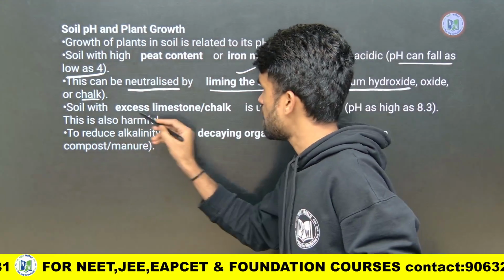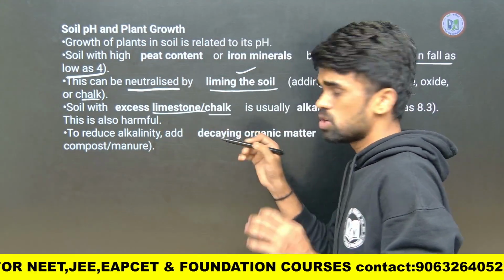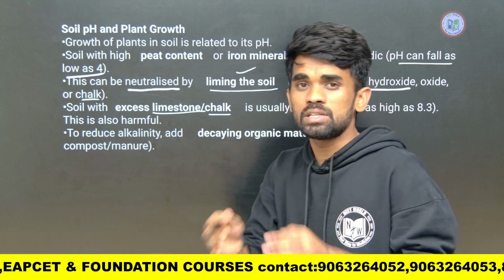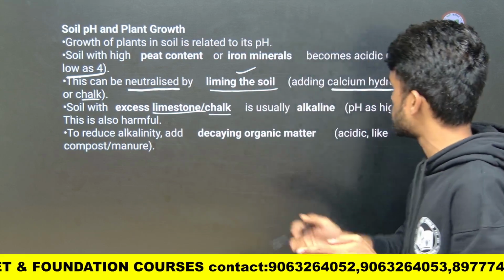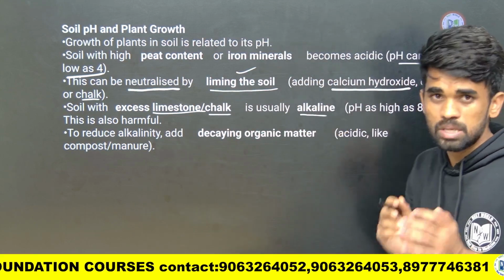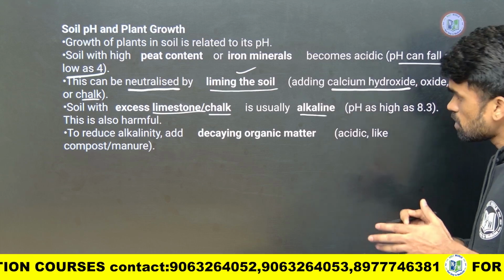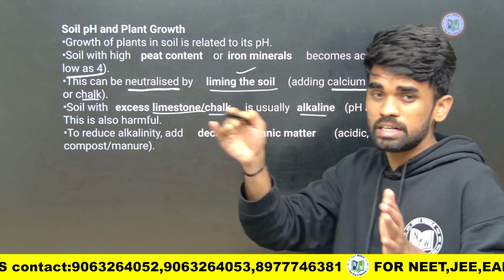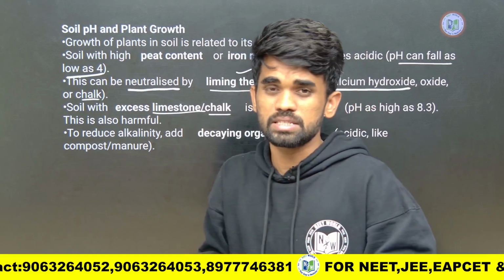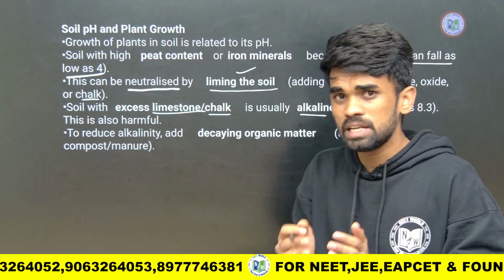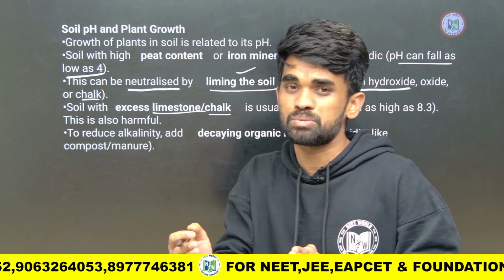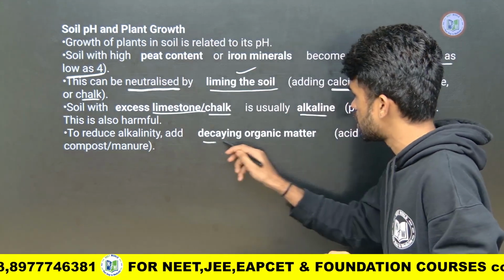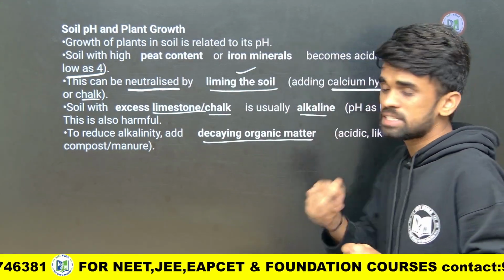Now soil with excess of limestone or chalk, so it is now what? Basic in nature. So in order to bring it back to our suitable pH range, this is alkaline now, we need to treat it with some acidic substances. Acidic substances are the materials which generate or produce these acidic substances. Generally the compost, or the decaying of organic matter, will generate what?